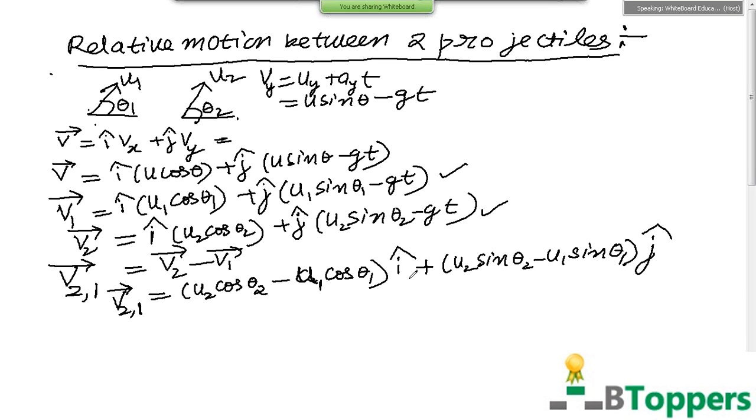You can observe that the relative velocity of the second projectile with respect to the first projectile, when both are moving under the influence of gravity at the same place, in the same vertical plane, is independent of time t. That means the relative velocity of one projectile with respect to the other does not change with time during the motion under the influence of gravity. Therefore, we can say that the path followed by one projectile as seen from the other projectile is a straight line path.